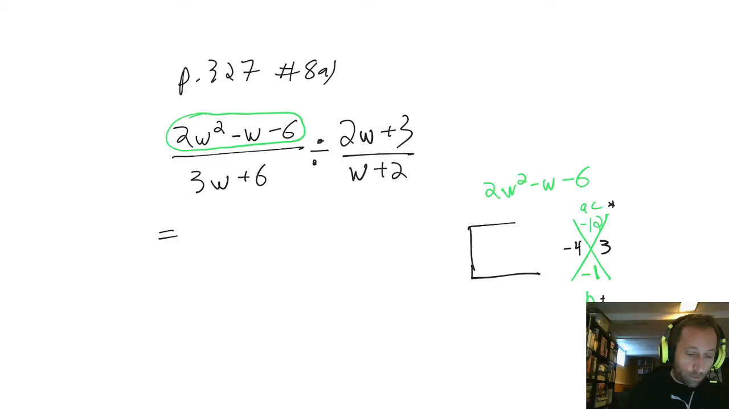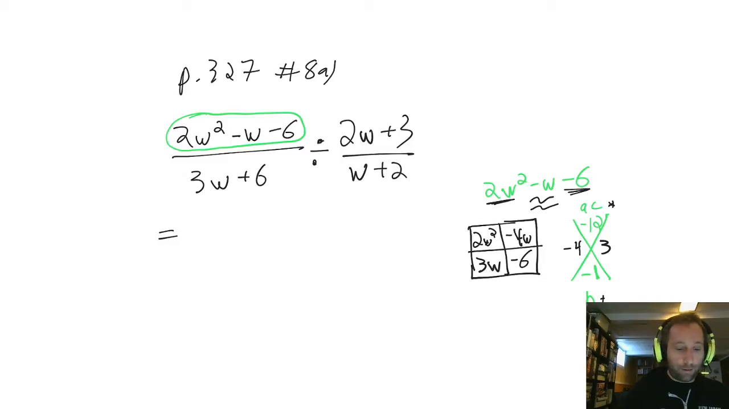All right. So I'm going to draw a box here. I'm going to put my a value in the top left corner. I'm going to put my c value in the bottom right corner. And then that negative 4 and positive 3, I'm going to use that to decompose the middle term. So that's a negative 4w and a positive 3w.